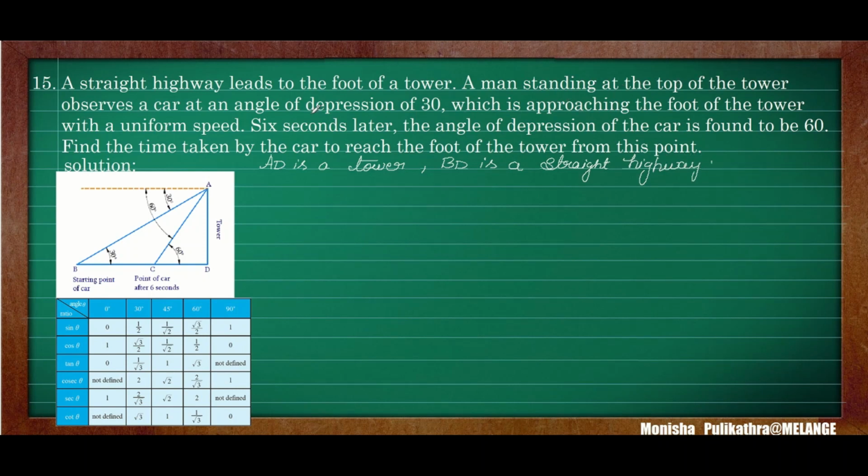A man standing at the top of the tower observes a car at an angle of depression of 30 degrees. So consider a man standing at the top of the tower and observing the car moving from position B to position C. When the car is at point B, the angle of elevation was 30 degrees. So the first angle of elevation was 30 degrees. Then when it moves towards this point C, the angle of elevation becomes 60 degrees. So two elevations happen. The time taken by the car to reach point C is 6 seconds.